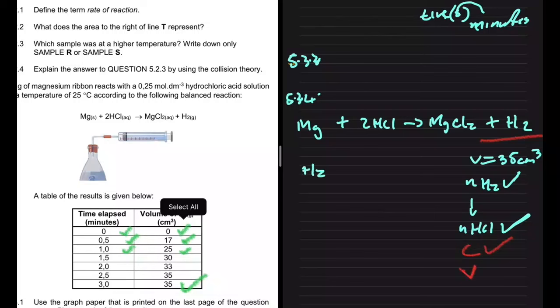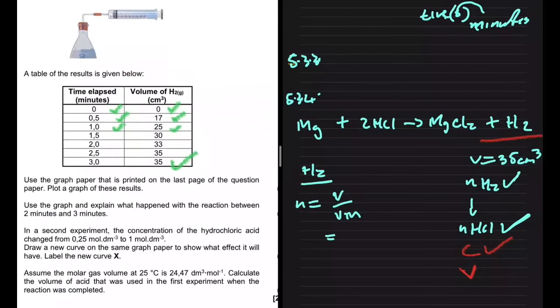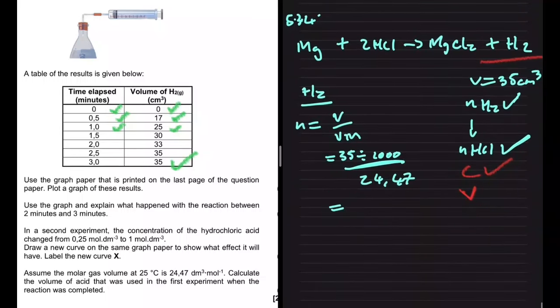So for H2, we're saying that the number of moles is equal to the volume divided by the molar gas volume. The SI unit for our molar gas volume is in decimeter cube, so we have to convert the volume of H2 to decimeter cube. That will give us 35 divided by 1000, and then everything divided by 24.47. Now it is just a matter of putting that in a calculator to get 1.43 times 10 to the minus 3 moles.